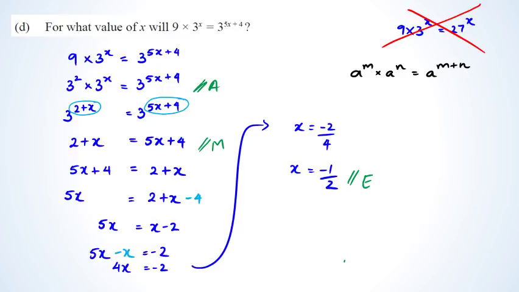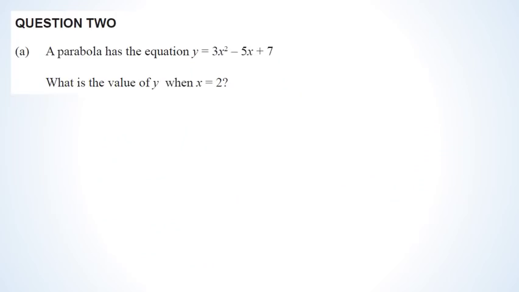Okay guys, that's question 1 done. We now go to question 2. So with question 2, we've got a parabola that has the equation y equals 3x squared minus 5x plus 7. What is the value of y when x equals 2? So all they're saying is x equals 2. What is y? So we've got a substitution problem here.